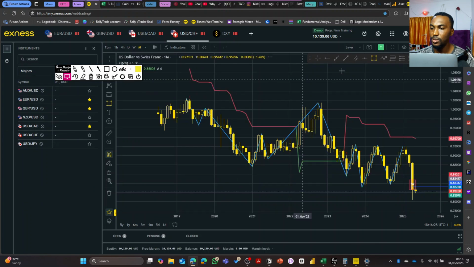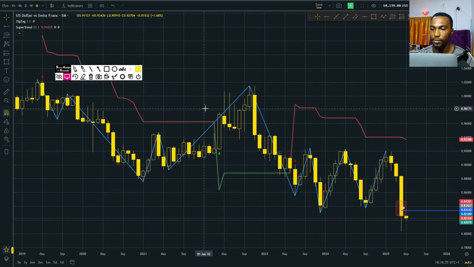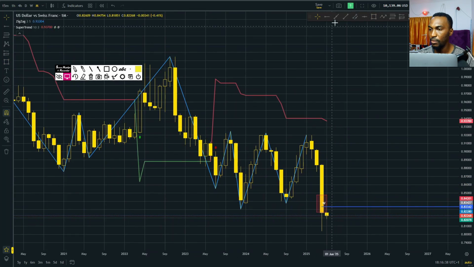Up next, the US dollar against the Swiss franc, and that was pretty close to having a very beautiful monthly view, in my opinion.